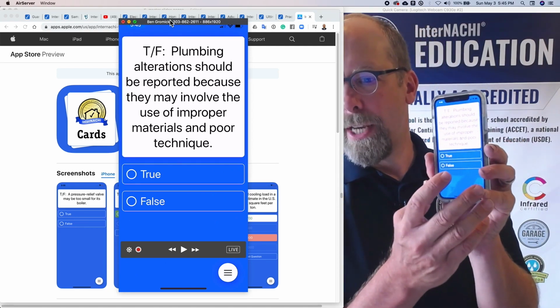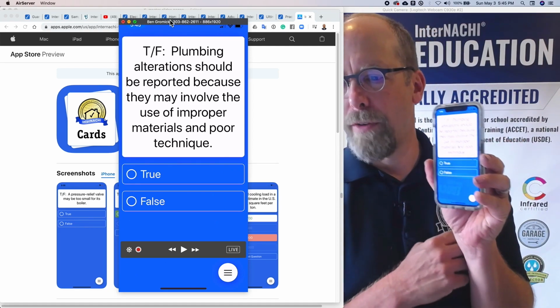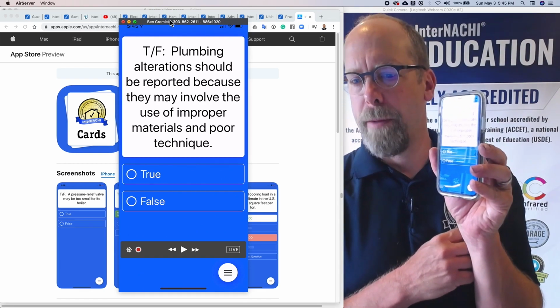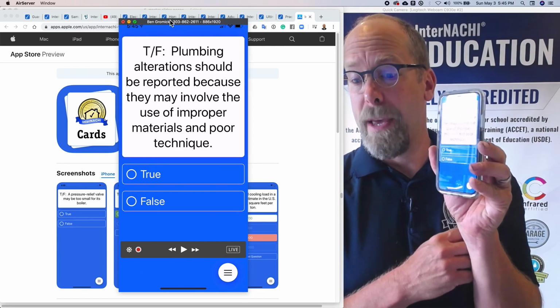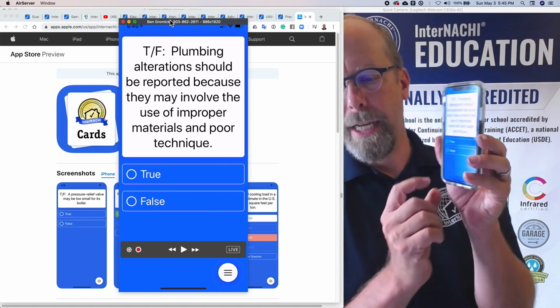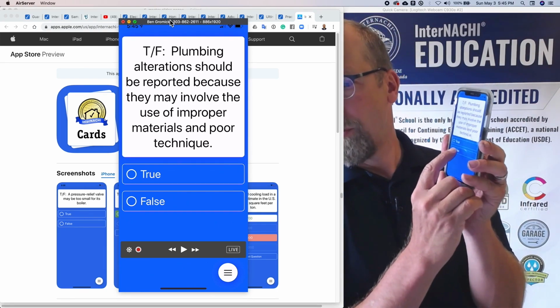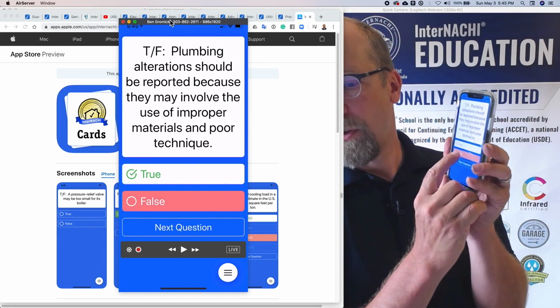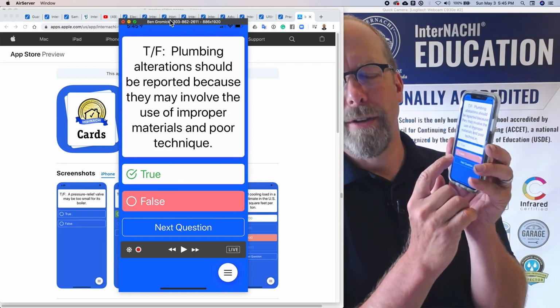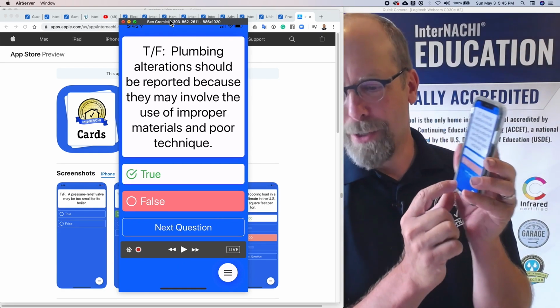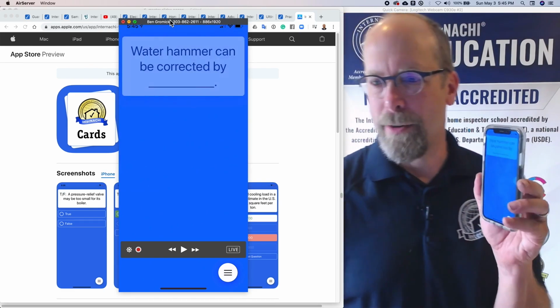So the question is true, false. Plumbing alterations should be reported because they may involve the use of improper materials and poor technique. I'm going to hit true. Oh, I'm going to hit false. I don't know what I did. Next question. Darn it, I missed that one.